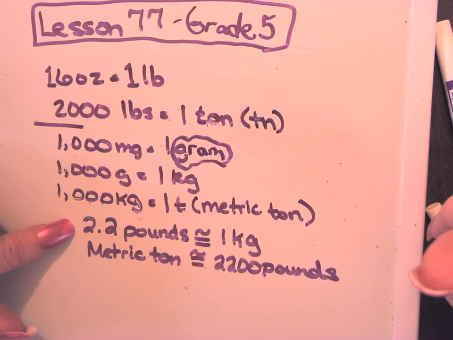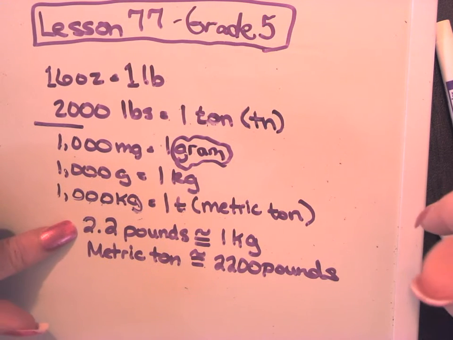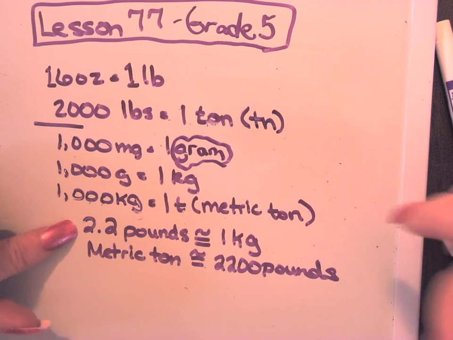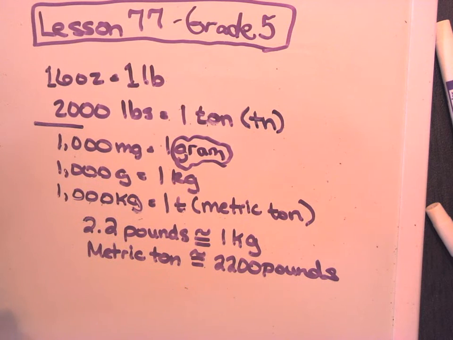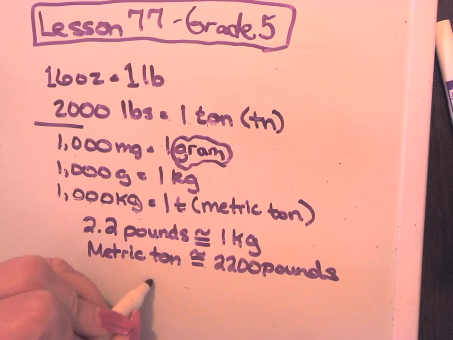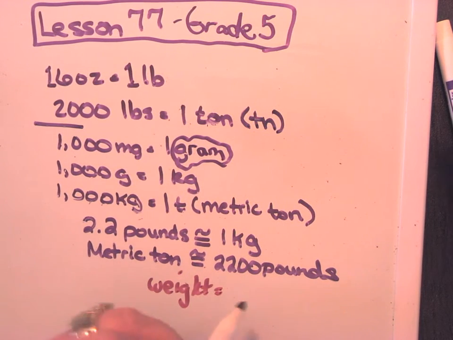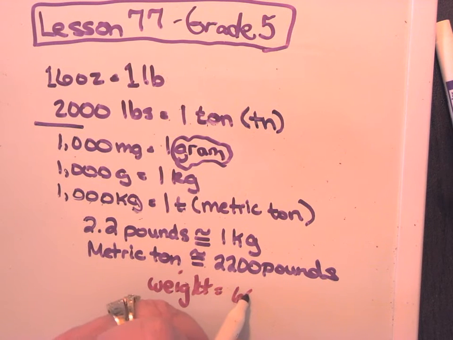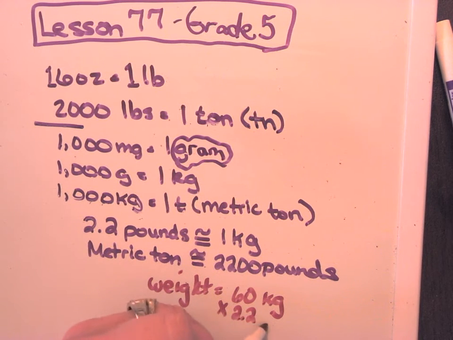So if you're trying to figure out your weight and you're like, I don't know how much I weigh, because they're saying it's so many kilograms, just multiply that number by 2 to get a rough estimate. 2.2 is to be more specific. So if you go to the doctor and they say that your weight is, let's say, 60 kilograms, if they say it's 60 kilograms, we just multiply that by 2.2.